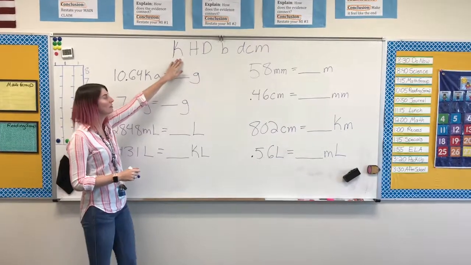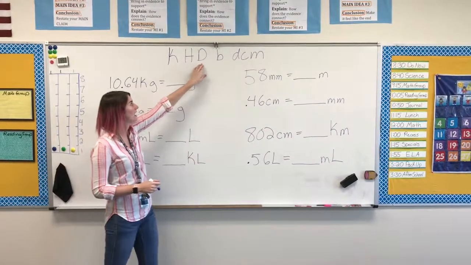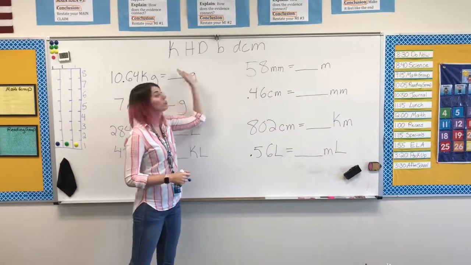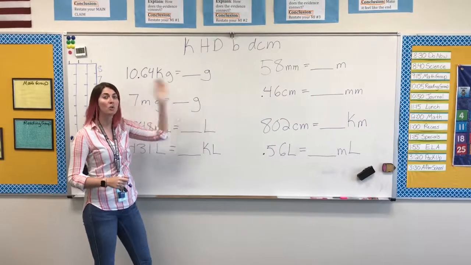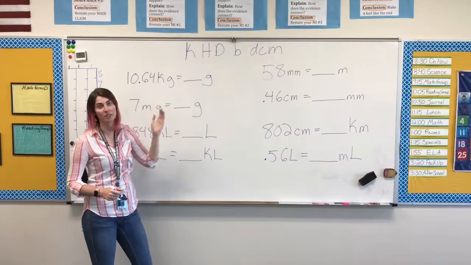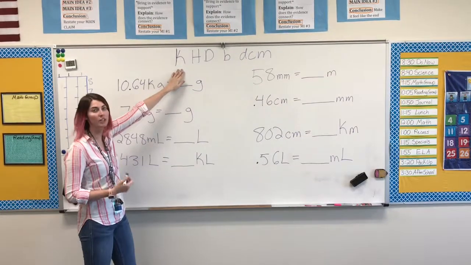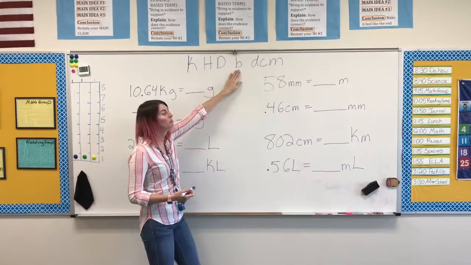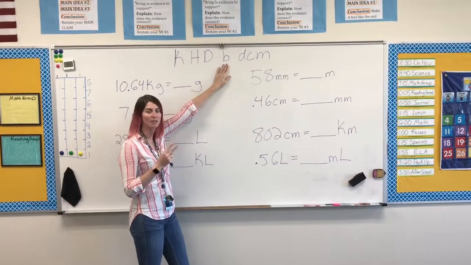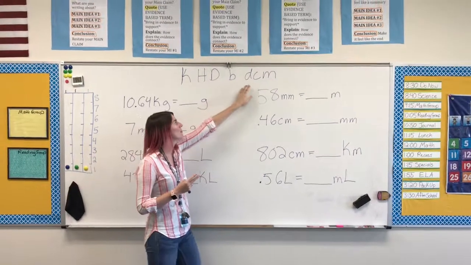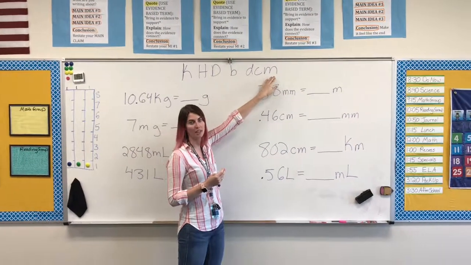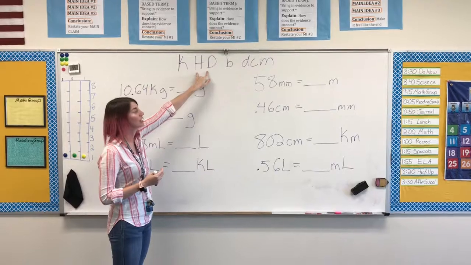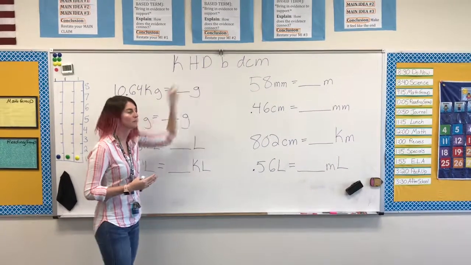So our mnemonic device is King Henry died by drinking chocolate milk. We use this to convert in between our different metric system units. So K stands for kilo. B is our base unit. That's always going to be the second letter that we see. Then we have deci, centi, and milli. We don't often convert using these two, so we're going to ignore them for now.